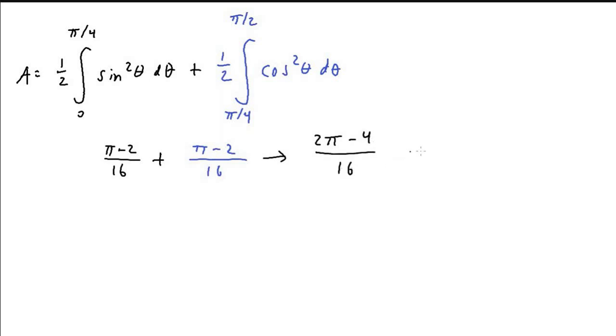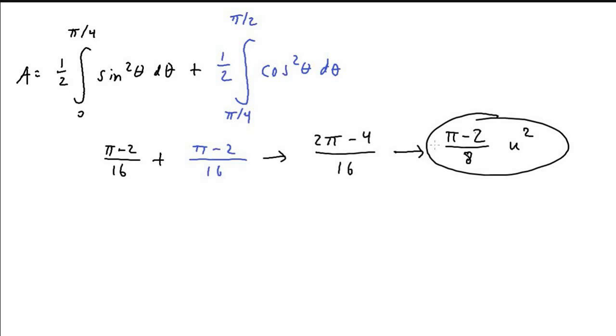And so to simplify, we can just divide each term by 2. So then we'll get pi minus 2 over 8 units squared as the final answer for the area between r equals sine of theta and r equals cosine theta.